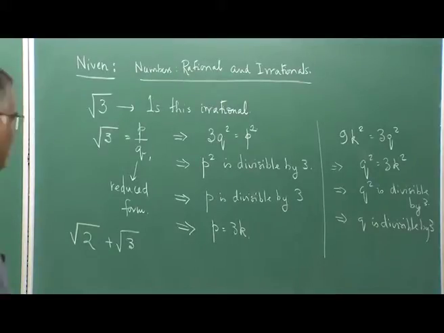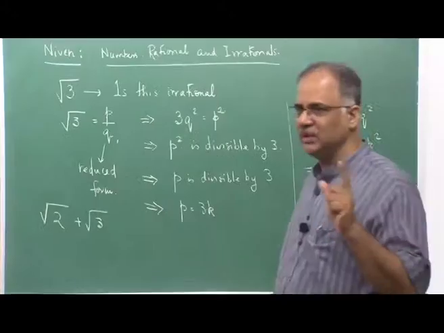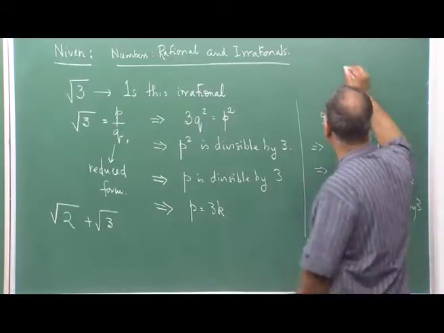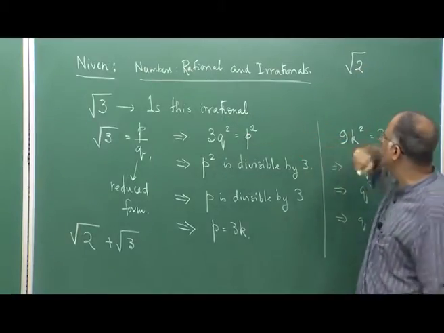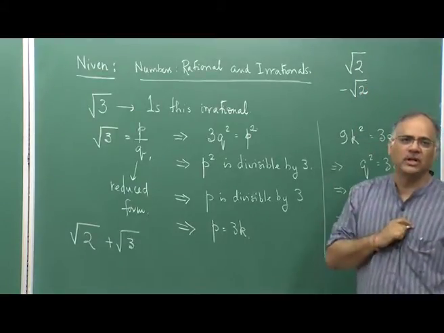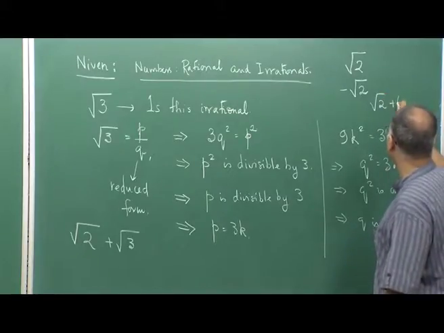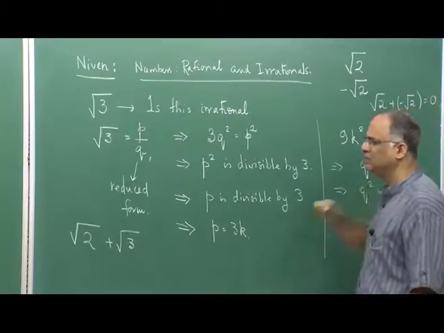Beware, adding two irrational numbers need not always give me an irrational number, because if you have root 2, then without much difficulty, using the same procedure, you can prove that minus root 2 is also irrational. But then root 2 plus minus root 2 would give you 0, which is a rational number.